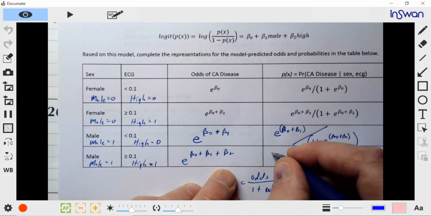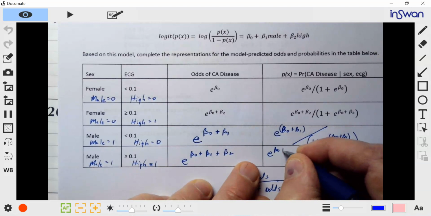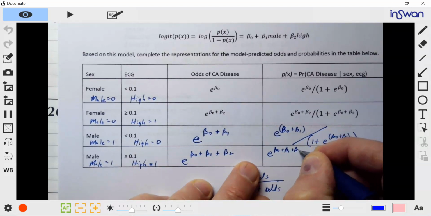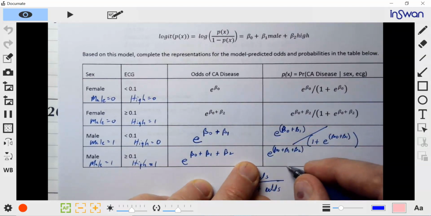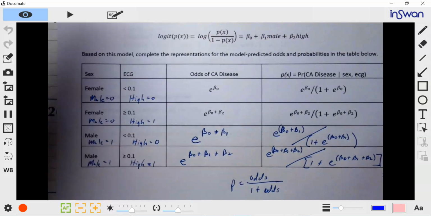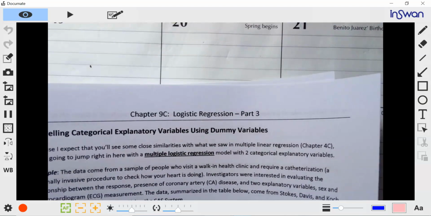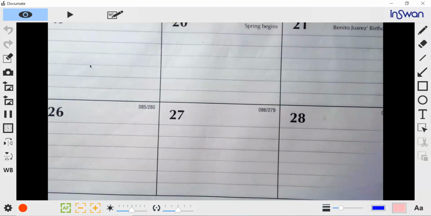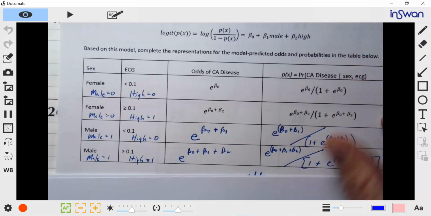And finally, for males with a high ECG, it would be e to the beta 0 plus beta 1 plus beta 2, all of that is in the exponent, divided by 1 plus e to the beta 0 plus beta 1 plus beta 2. Again, all of that is in the exponent. So I hope this makes sense. And let me just leave this table up, see if I can put this all on the screen at one time here.